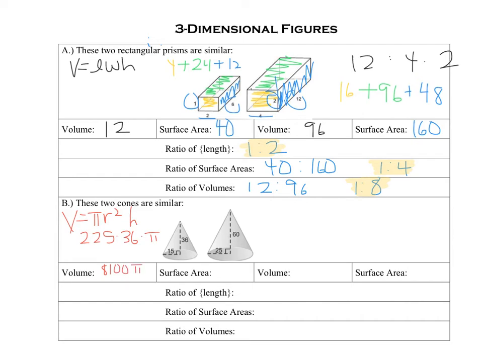For the second one, we do the same thing. We have 25 squared, that's 625, times 60 pi, and 625 times 60, that's 37,500 pi. So to find surface area of our cone, it's going to take us a little more work.